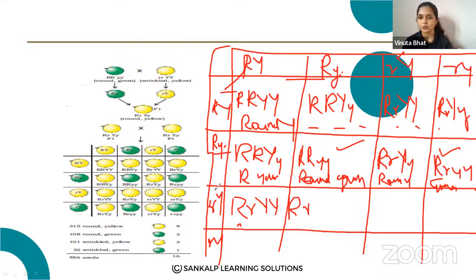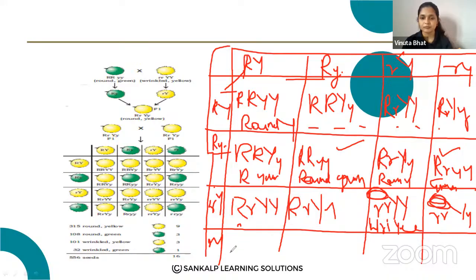Capital R, small r, this one with all gametes. Okay, small r, capital Y, small y. That is also round yellow seed. Next, small r, capital Y, capital Y. This is wrinkled. This is wrinkled yellow seed. This is also special variety, wrinkled yellow seed, right? Then again here R, capital Y, small y. This is also wrinkled yellow seed.